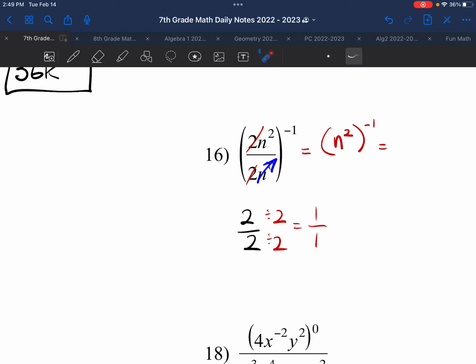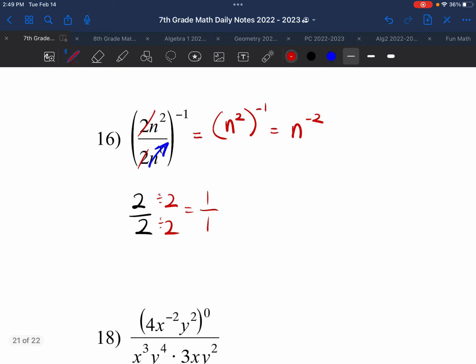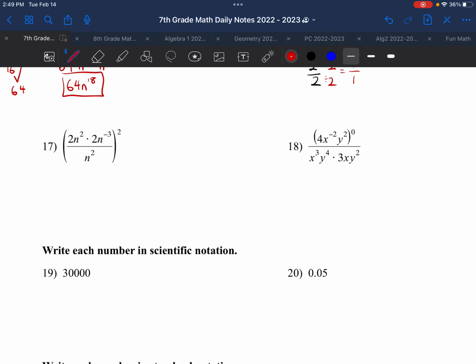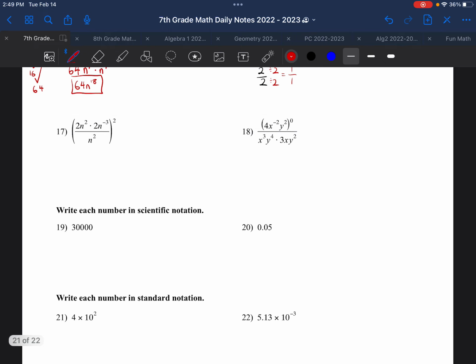Now I just multiply. Power to a power means multiply. 2 times -1 is -2, and this is n to the power of -2. Oh, I thought I was going to be done, but we have a negative power, which means I need to flip it, and this is now going to be 1 over n squared for my final answer. Oh man, we're really close to being done, right? I don't have anything else over here. We got a little bit more to do.